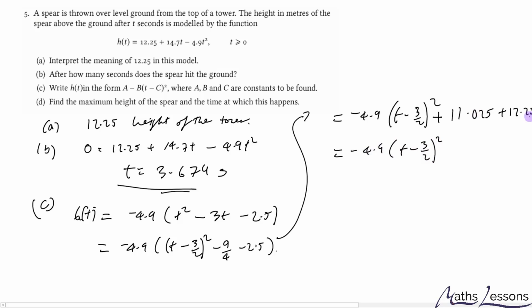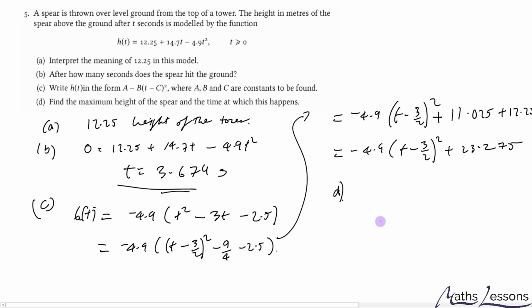And I'm going to add those two together. Just check I didn't make a mistake there. Add those two together and I should get plus 23.275. So therefore my A value is going to be 23.275, my B value is 4.9, and my C value is 3 over 2.